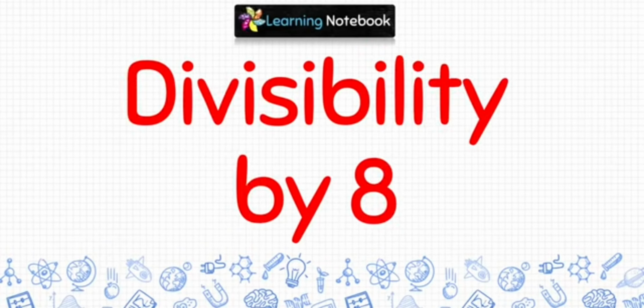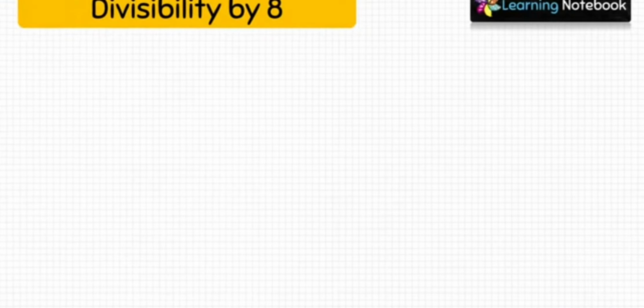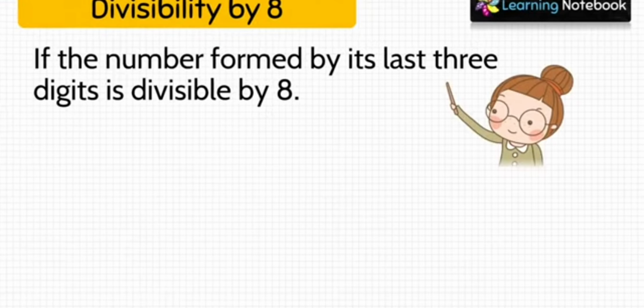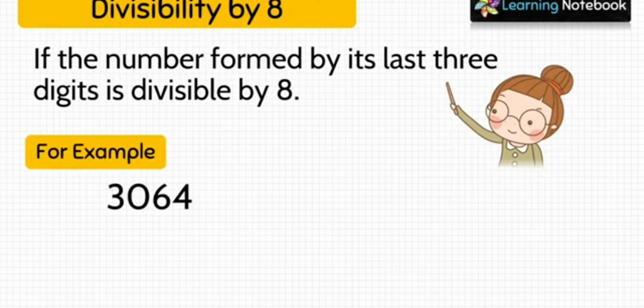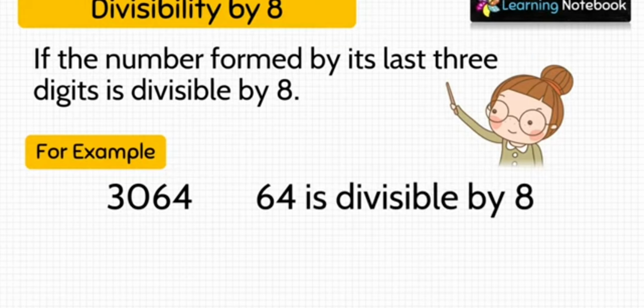Now, let's learn about the divisibility rule of 8. To check divisibility by 8, we will see if the number formed by its last 3 digits is divisible by 8. For example, 3064. Here, the number formed by the last 3 digits is 064 or just 64. Now, 64 is divisible by 8. Therefore, we can say 3064 is divisible.